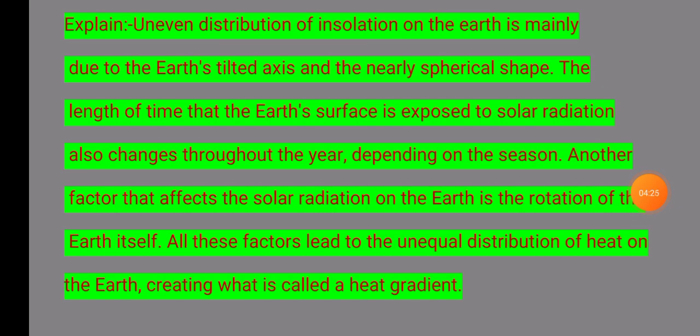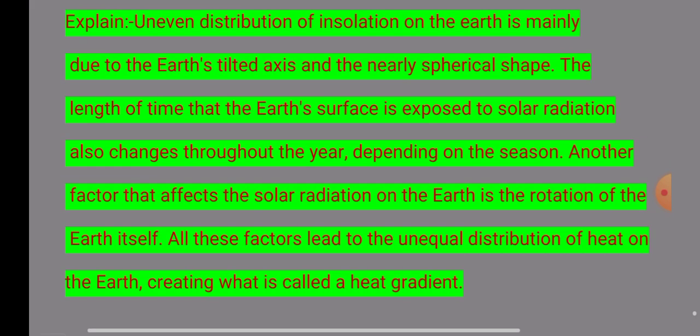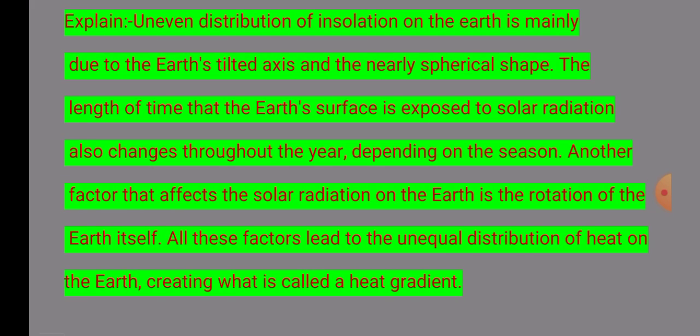Explanation: uneven distribution of insolation on the earth is mainly due to the earth's tilted axis and its nearly spherical shape, the length of time on earth's surface expressed so that solar radiation also changes throughout the year depending on the season. Another factor that affects the solar radiation of the earth is the rotation of the earth itself. All these factors lead to unequal distribution of heat on the earth, creating a heat gradient. Next question.